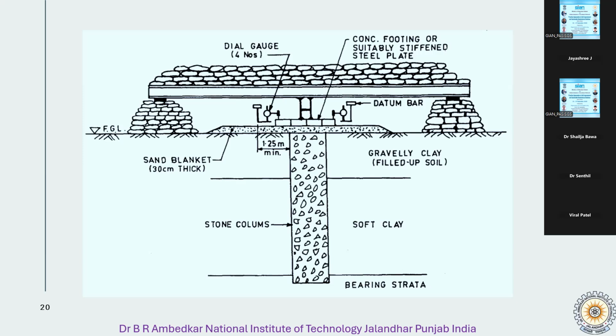Again, we have to apply the load in 5 stages. So in each stage, we will apply 1/5 of the design load, and it should be maintained till the rate of settlement is less than 0.05 mm per hour. And after that, the next stage of loading should be applied. Again, the design load as well as the maximum test load has to be maintained for a period of 12 hours after stabilization of the settlement rate.